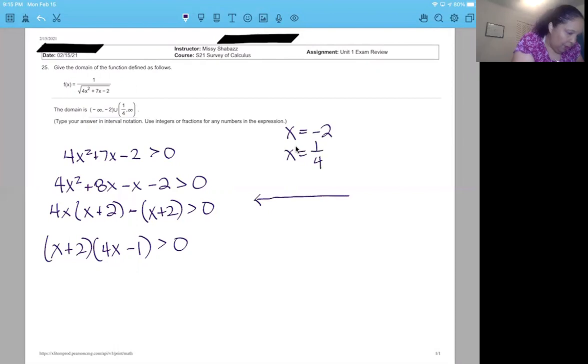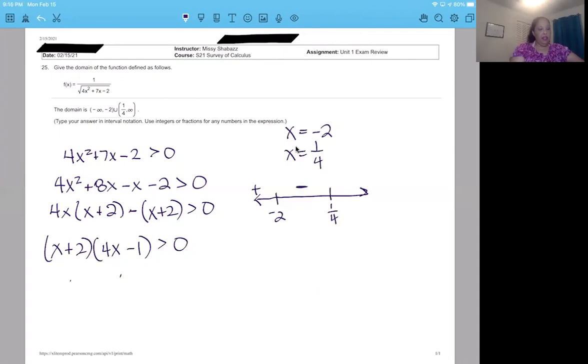Put those on my number line. I have a negative 2 and a 1/4. Choose a number less than negative 2 in that interval. So let's say negative 3. That's going to give me something negative times a negative, which gives me something that is positive. All right, let's choose a number between negative 2 and 1/4. Let's say 0. That's going to give me a 2 times a negative 1, which gives me something negative.